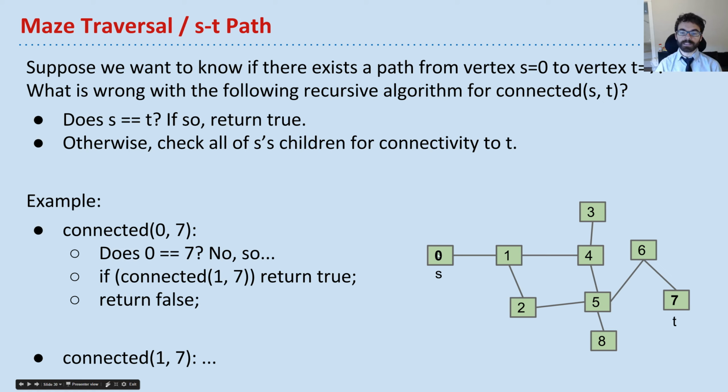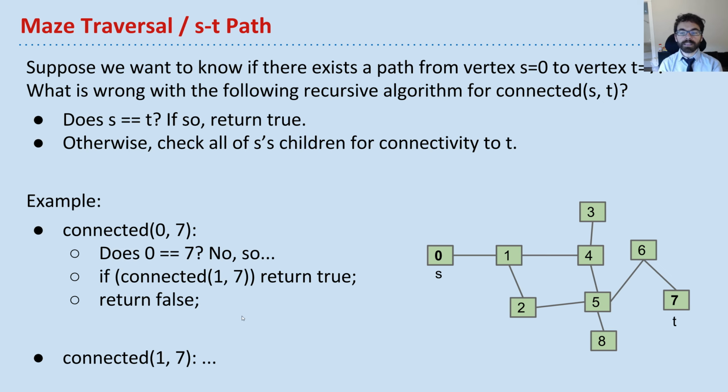If I want to check if, say, 0 and 7 are connected, we say, well, does 7 equal 0? In this case, no, right? 7 is not the same thing as 0. So what we could do then is check all of S's children for connectivity to T. And if any of those children is connected, we'll return true. In this case, there's only one thing to check, which is 1. So we can say if connected(1, 7), return true. And if that does not happen, we'll return false because none of my children was connected to T, therefore I'm not connected.